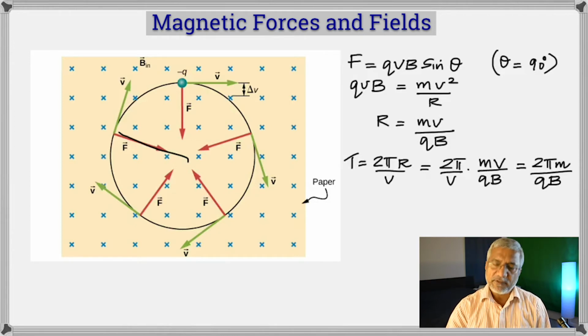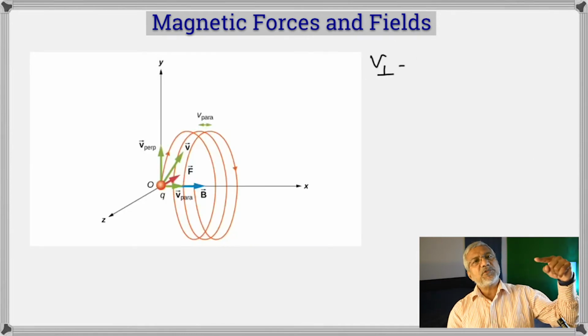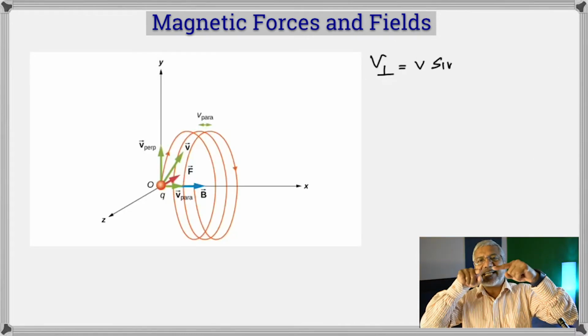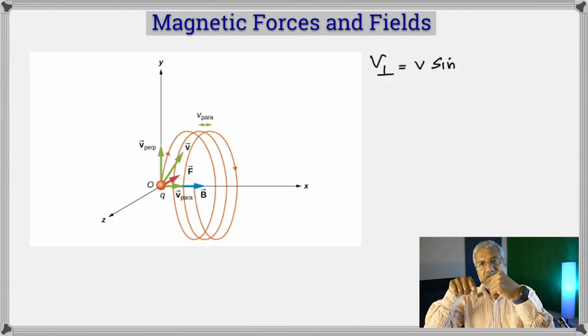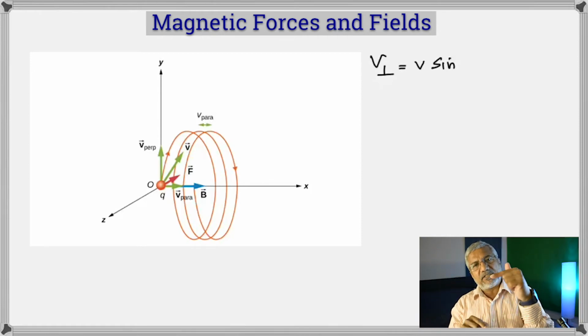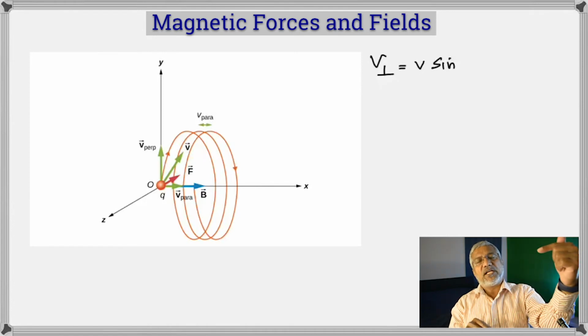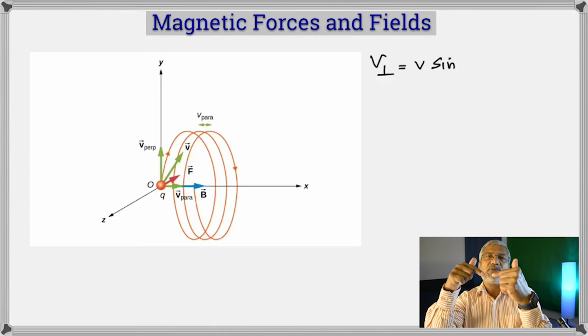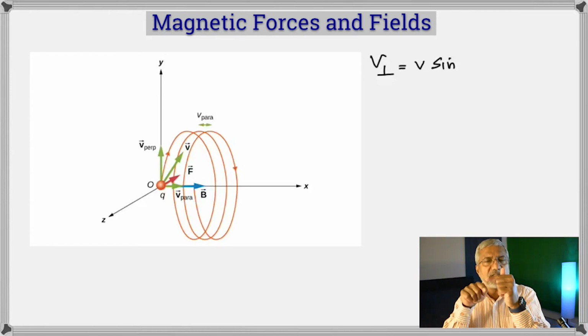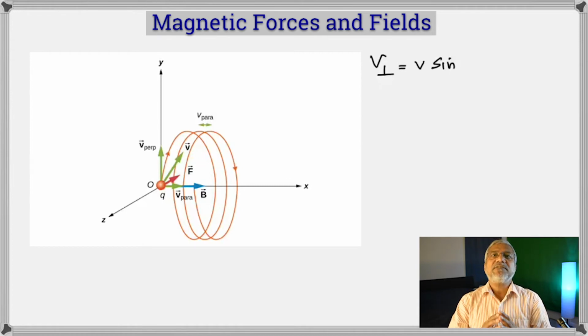But then we also need to think about, what if the charged particle is not entering exactly perpendicular to the magnetic field? What if it's coming at an angle? If it's coming at an angle to the magnetic field, then we'll have to break the velocity into its components. So now the velocity will have a component which is perpendicular to the magnetic field and a component which is parallel to the magnetic field. Does that make sense?